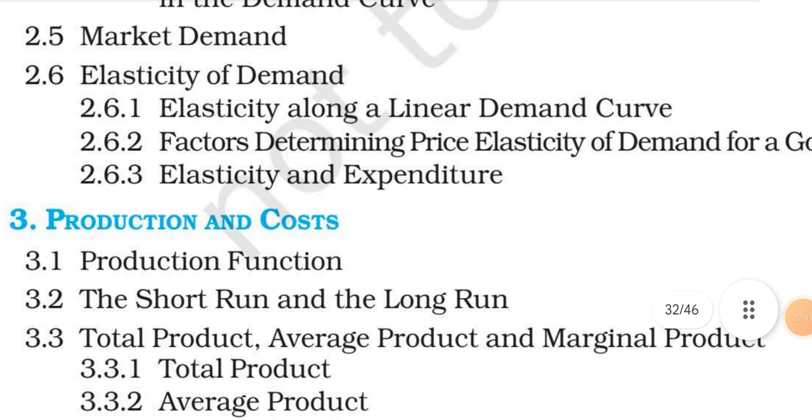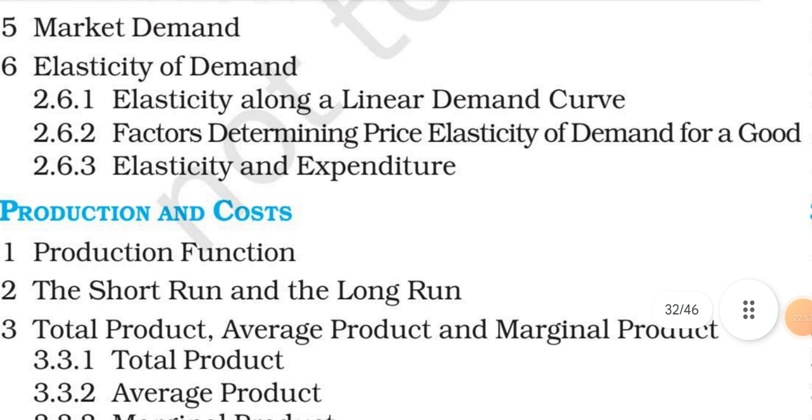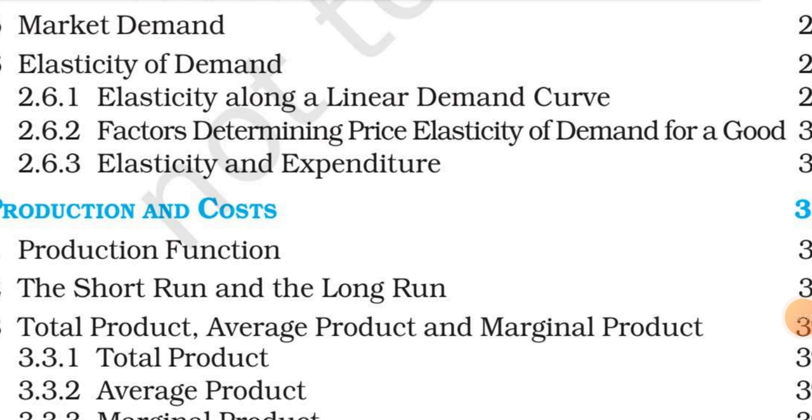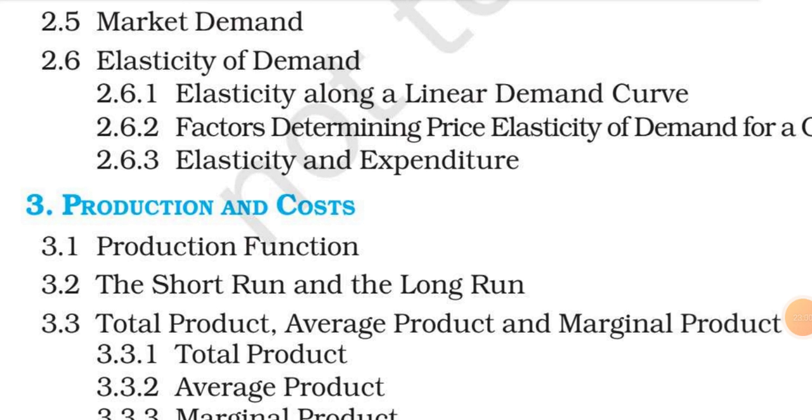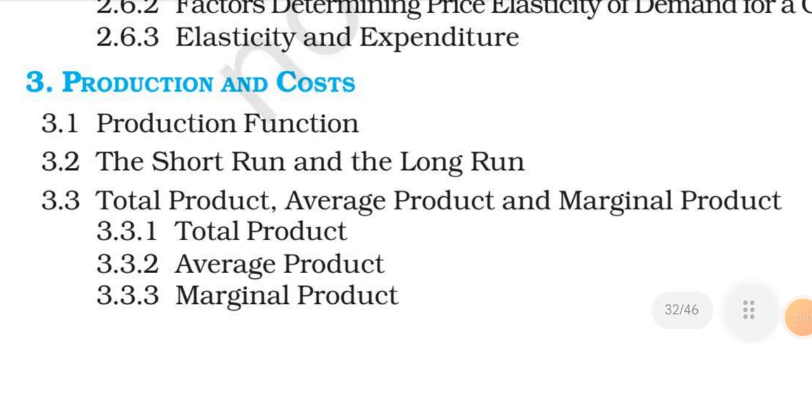2.5 Market demand. 2.6 Elasticity of demand. 2.6.1 Elasticity along a linear demand curve. 2.6.2 Factors determining price elasticity of demand for a good. 2.6.3 Elasticity and expenditure. 3. Production and costs. 3.1 Production function. 3.2 The short run and the long run. 3.3 Total product, average product and marginal product. 3.3.1 Total product. 3.3.2 Average product. 3.3.3 Marginal product.